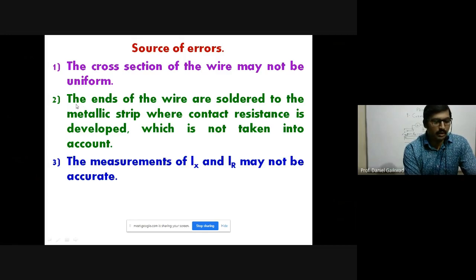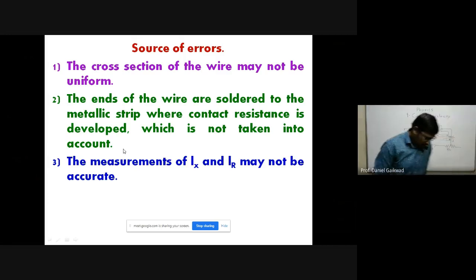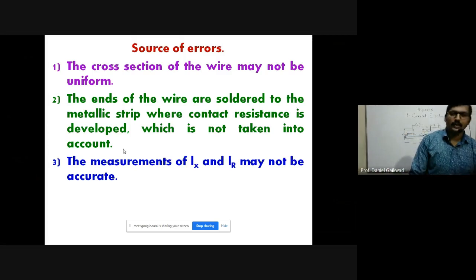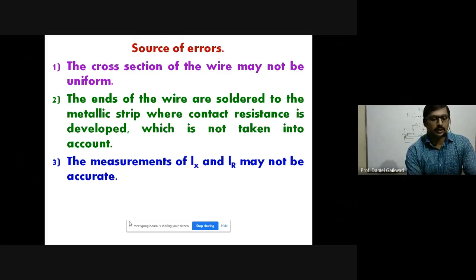Number second, the ends of wire are soldered to the metallic strips where contact resistance is developed, which is not taken into account. So when we solder the metal wire at point A and at point C, there may be a contact resistance. Suppose soldering is not done properly, then we have the concept of the contact resistance, and that will be possible for the error in measurement of either resistance or the other quantities. So this will develop the error in measurement.